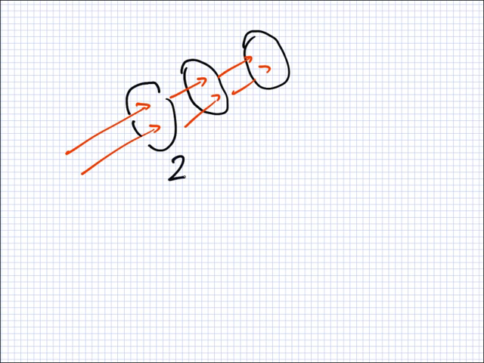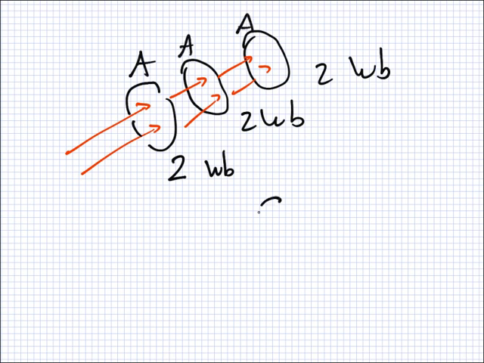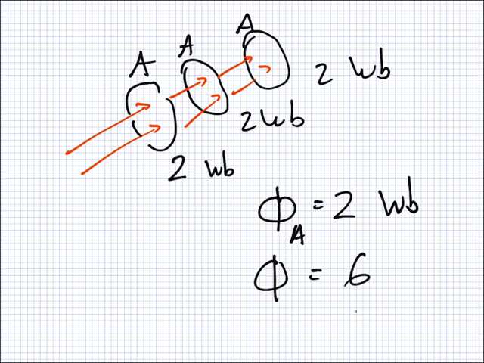So each one of these would be 2 Webers, wouldn't they? And this could be area, area, area. So the flux for one area in this picture would be 2 Webers. But the total for all the areas in this picture would be 6. Or obviously, more generally, the total flux would be n times the flux for one area.